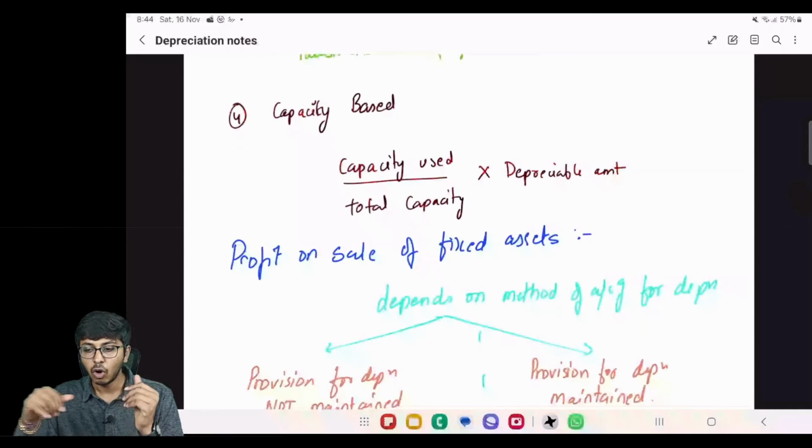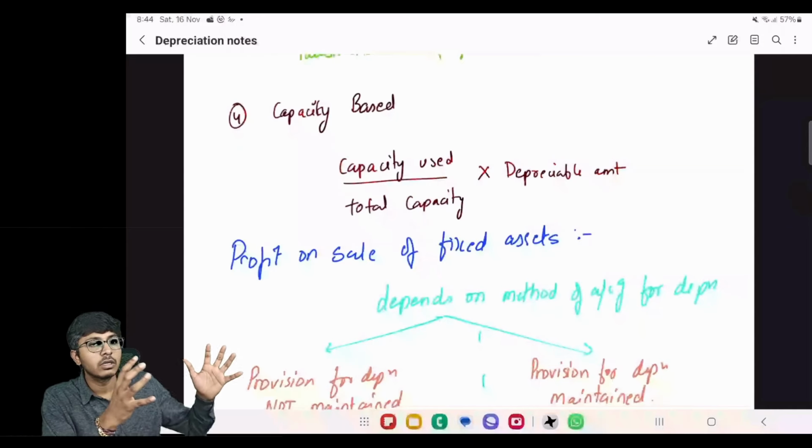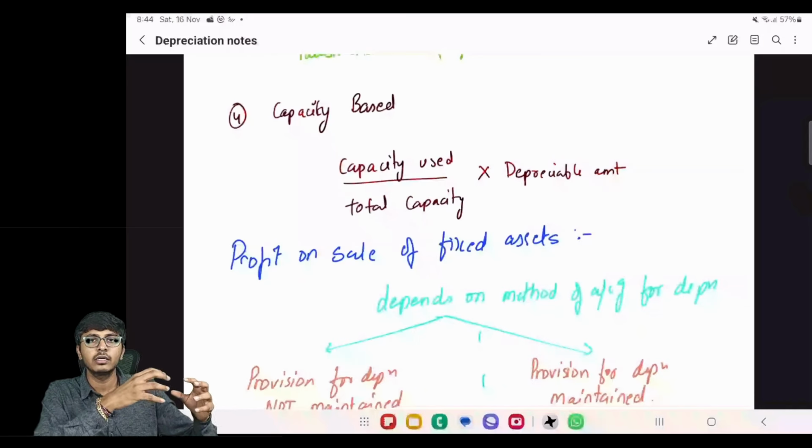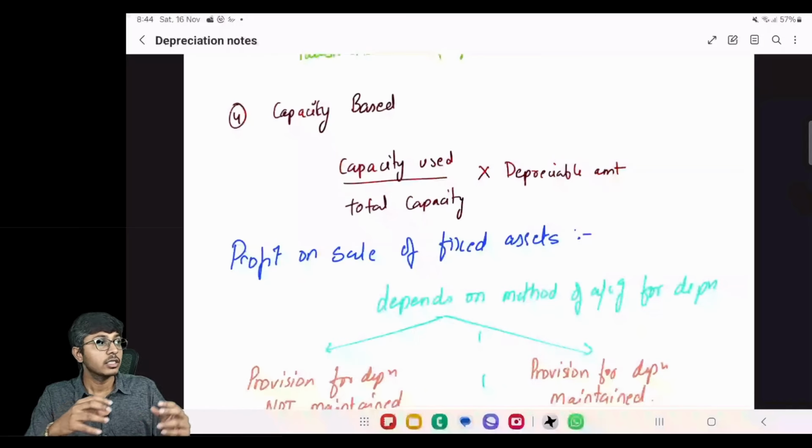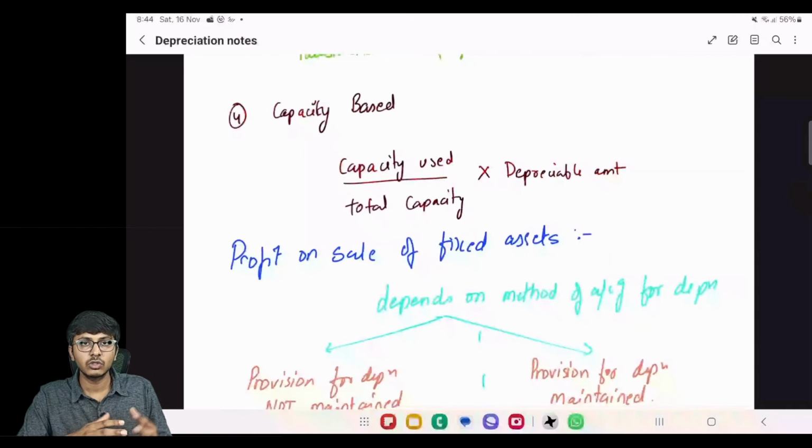Or you have bought one mining quarry, where stones are mined, correct? This will come for 1 lakh tons, that means 1 lakh tons of stone you can mine over there. So these are the different examples.